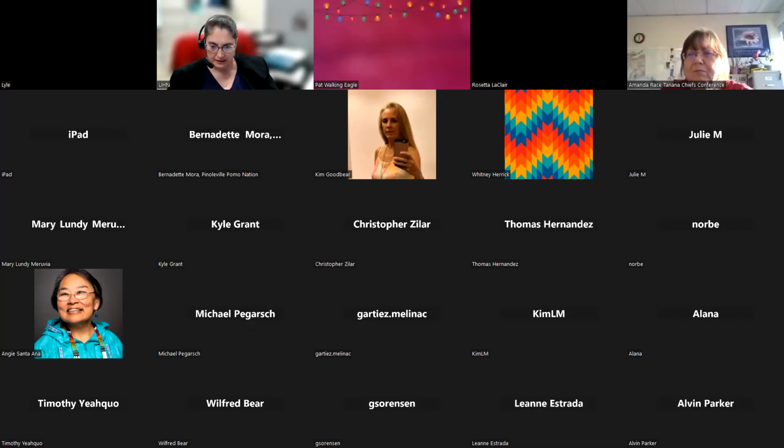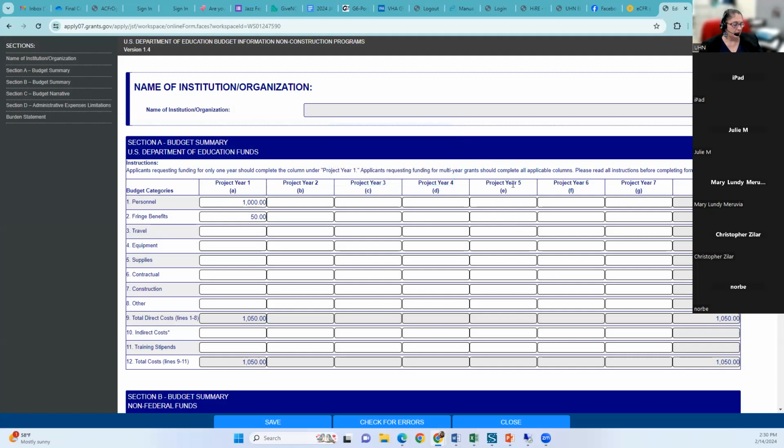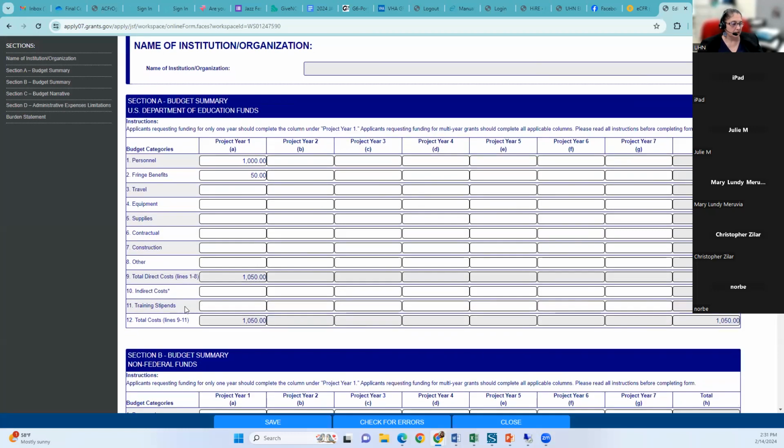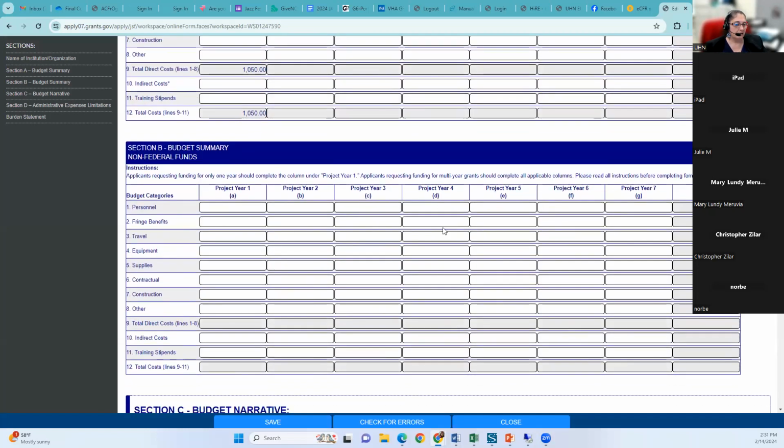So let's jump back over. Again, this is the budget summary. You'll go and you can include your indirect costs. VR grants typically do not have training stipends. That's typically for more along the lines of training programs. And then your non-federal funds, whether that's in kind or actual cash, but which budget line items are they being allotted to?